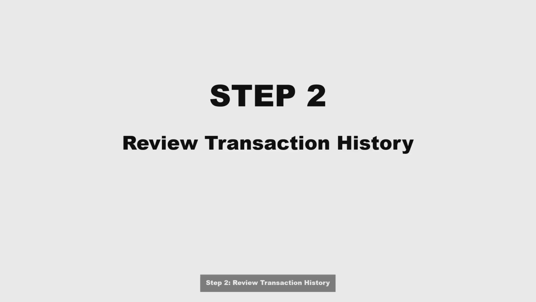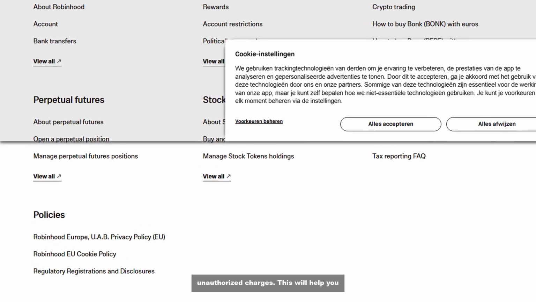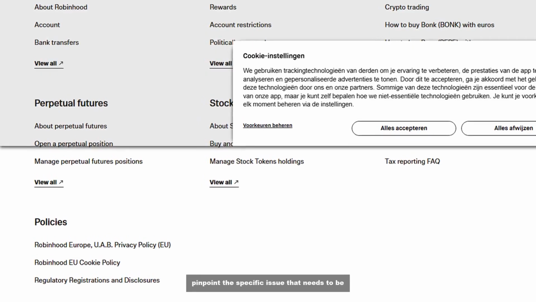Step 2. Review transaction history. Look through your transaction history in the app to identify any discrepancies or unauthorized charges. This will help you pinpoint the specific issue that needs to be addressed.